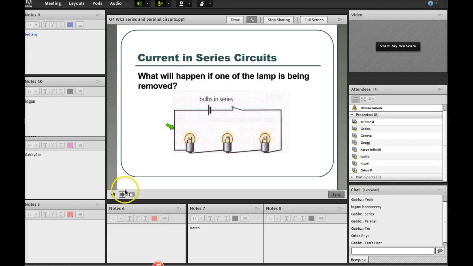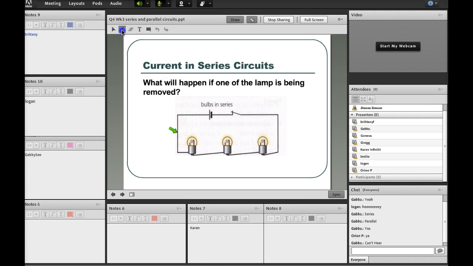However, if I took out this, so let's just say I'm going to take out this light bulb. It's gone. The current is going this way, and it comes across this light bulb. What happens? It can't go anywhere because this light bulb is gone.